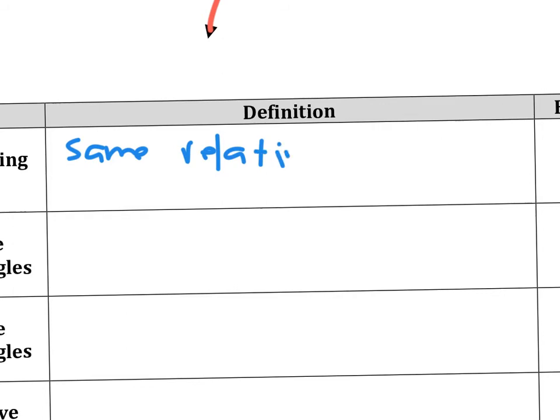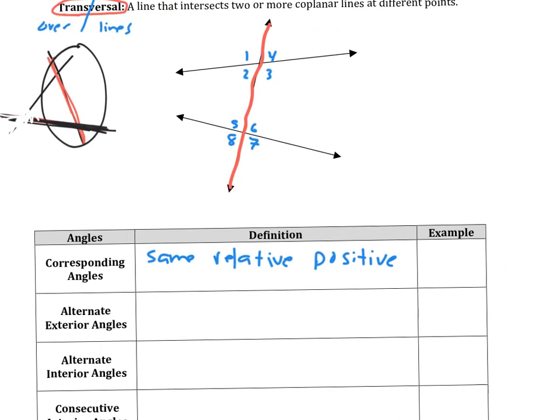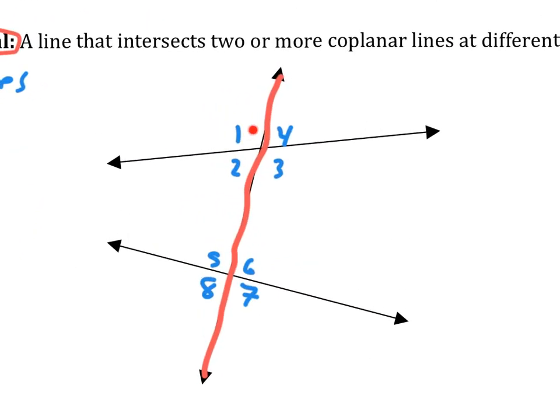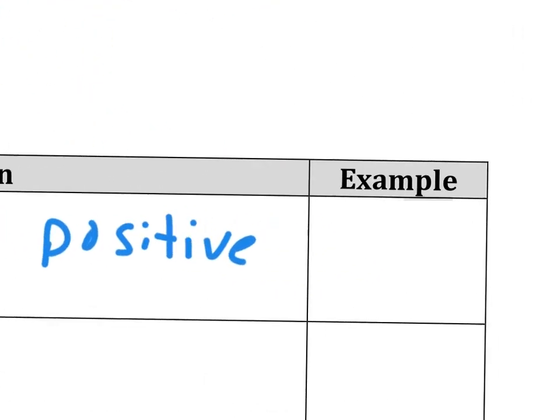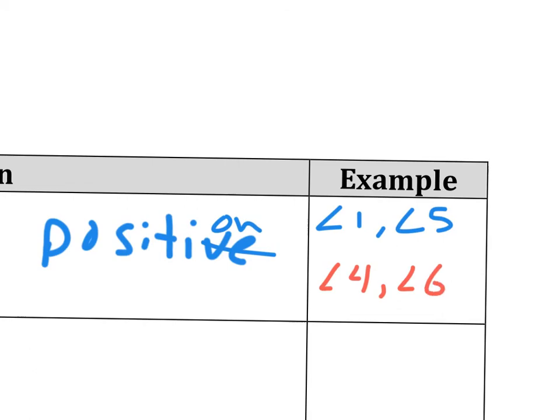When I say relative position, I say, oh, this one's on the top left. So look up here. Angle 1 is on the top left. In this family, angle 1 is the top left. So what's the top left down here? 5. So 1 and 5 are corresponding. 4, top right. What's the top right down here? 6. So that's how we do corresponding. Position. All right, so angle 1 and angle 5 are corresponding angles. Another pair, angle 4 and angle 6. Good. Turns out there's even more pairs than that.